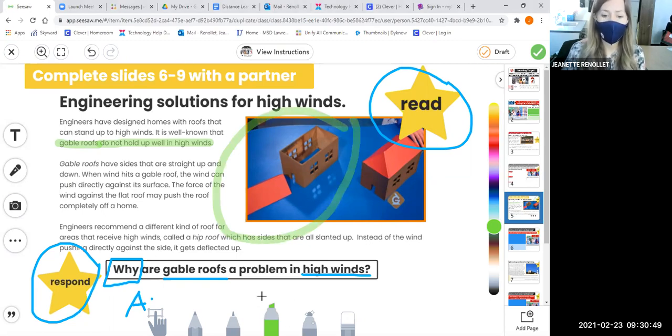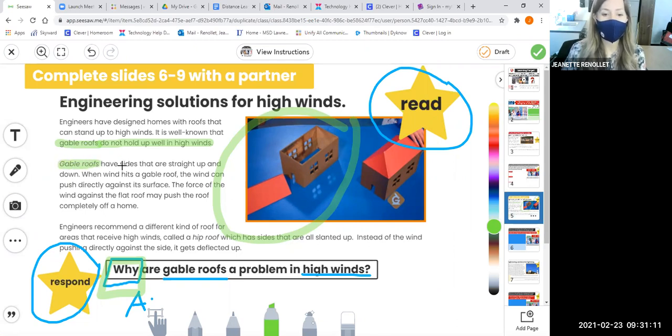Next, I'm going to look for the reason why. Why are they a problem? Because that's what my question asked. I know they don't hold up well, but why? What's the reason? So I'm going to keep reading and look for a reason. Gable roofs, oh, here's more. Let's see if this tells me a reason.